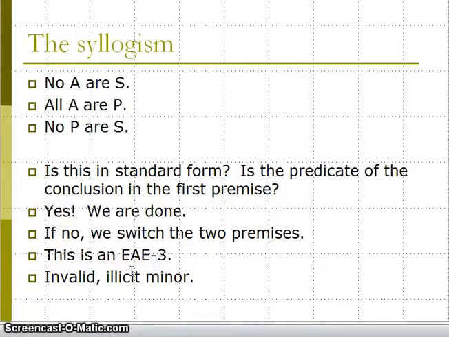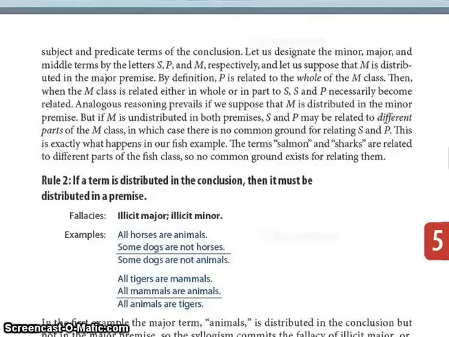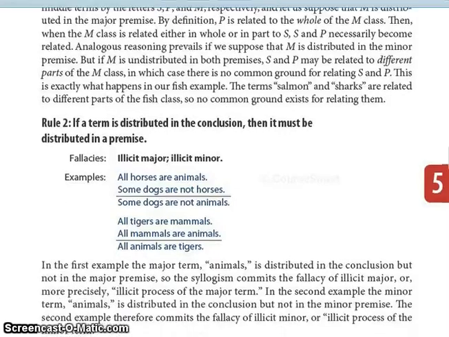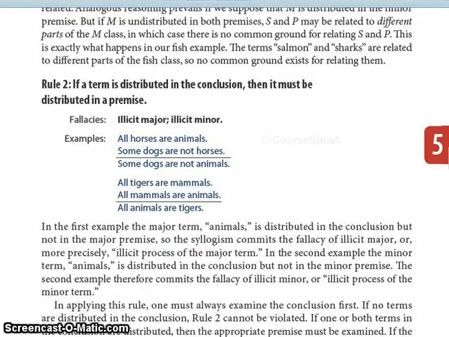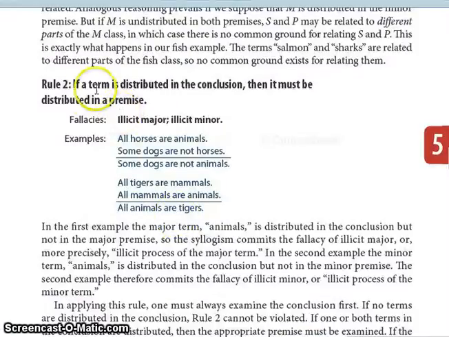Of course I have it out of order, which works that way for me sometimes. Let's look at page 281 in our textbook. Once again, we have to confirm things. Now that we know more rules, we have to confirm a lot of things. So what we have here is an issue. If we go back to this, we find that it's invalid. It has an illicit minor, and the reason is, what does an illicit minor say? It says if a term is distributed in the conclusion, then it must be distributed in the premise.